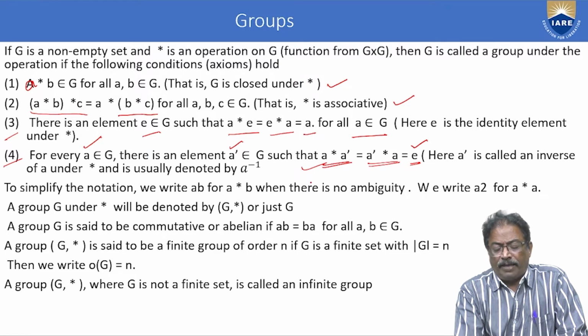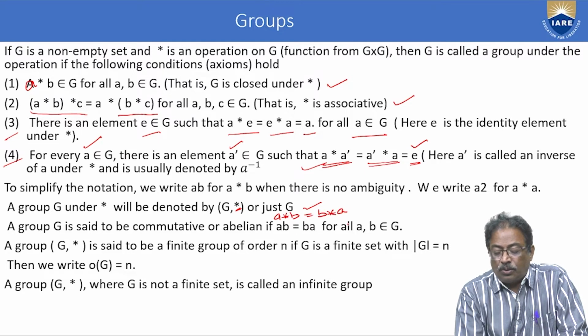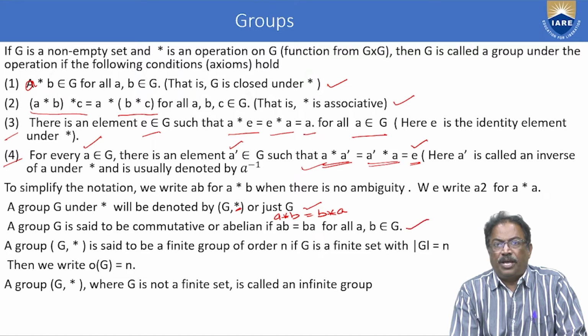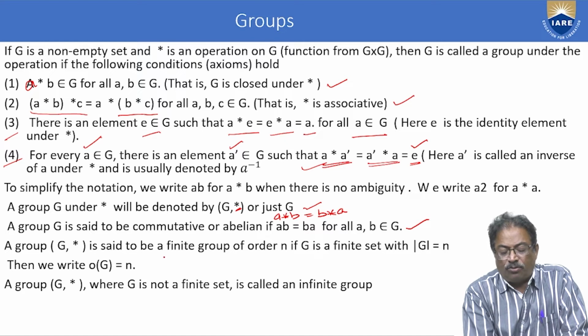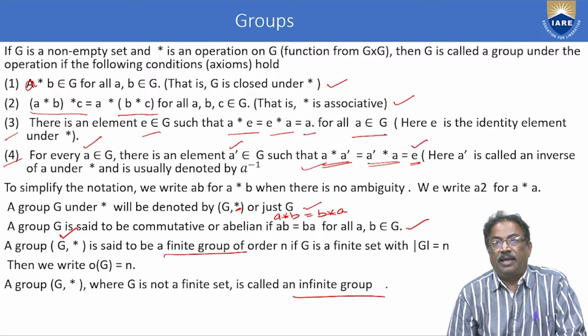Now let G be a group under the binary operation star. If it satisfies the commutative property, that is a star b equals b star a, then we can say that the group is an abelian group. A group is said to be a finite group if G is finite. Otherwise, we call it an infinite group.